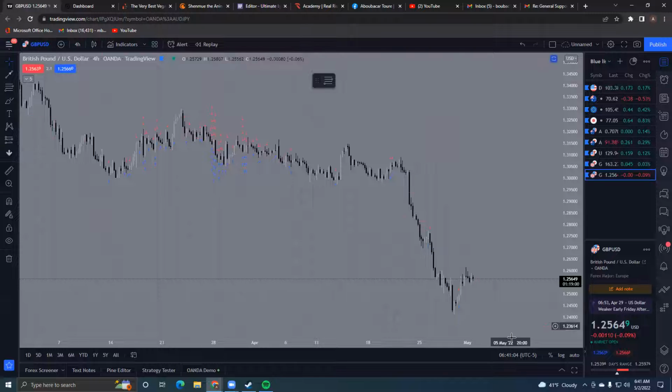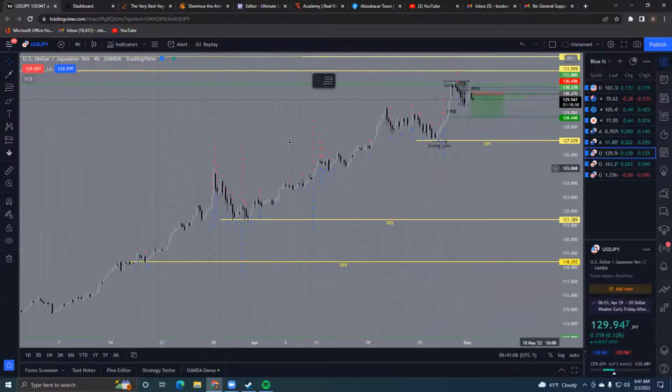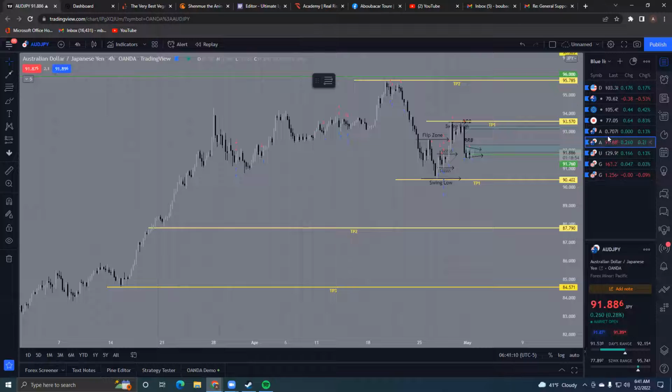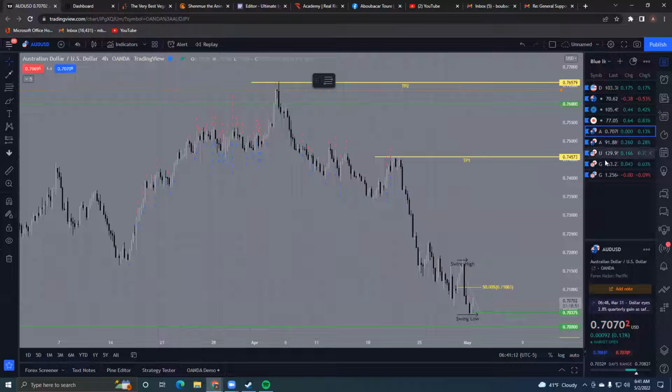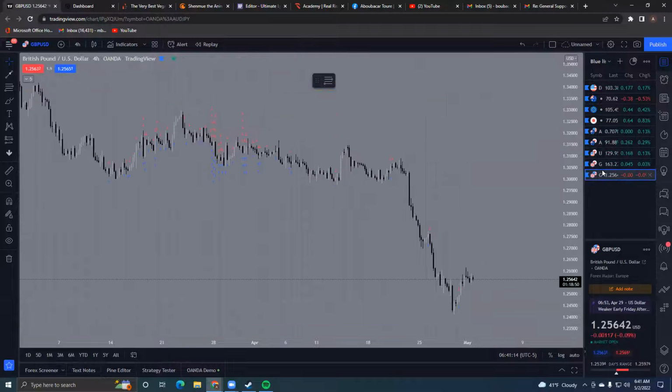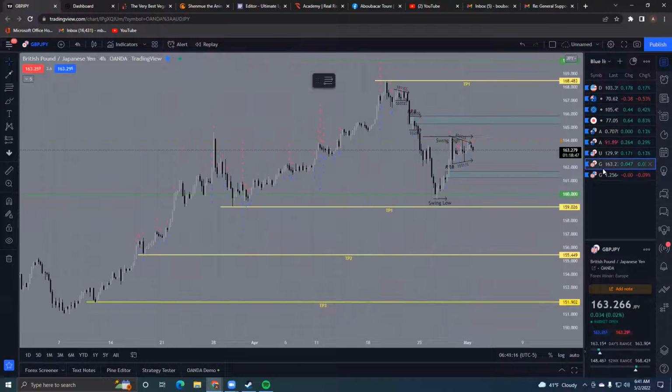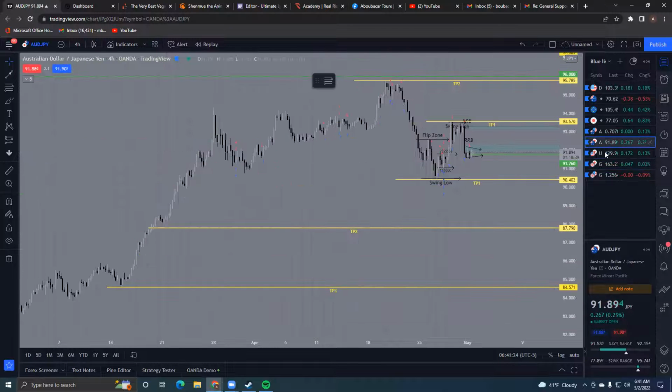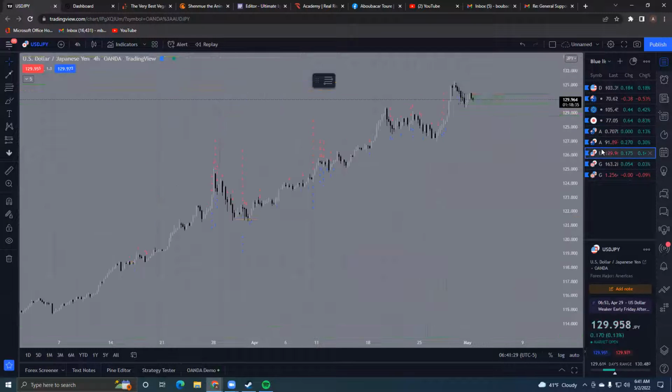So I could get involved with GU going into New York session. I can get involved with UJ going into New York session. I can get involved with Australian US dollar going into New York session because it all involves the US dollar. Great Britain pound JPY is more of a London session pair. And anything with Japanese yen and Australian dollar, I can get involved with at Asia session.